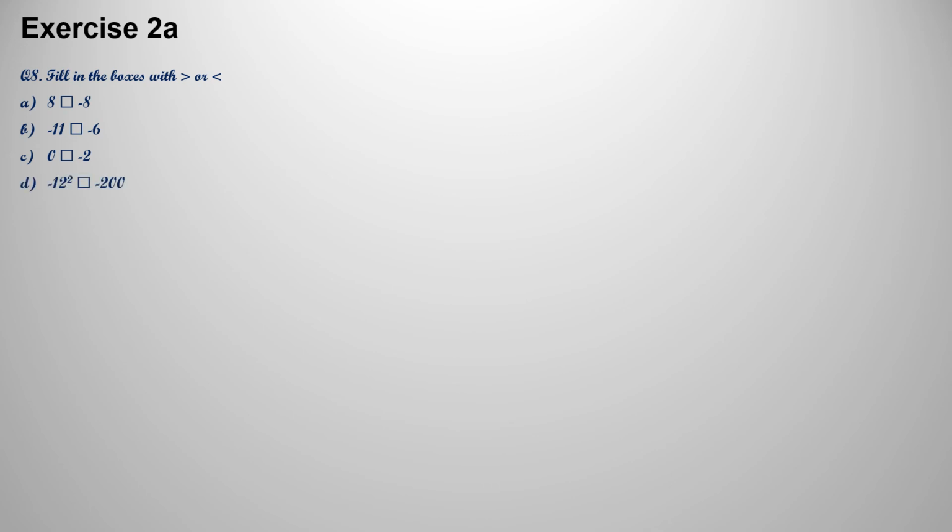Part D is -12 squared and -200. So it's a bit tricky. You need to, first of all, find out what is 12 squared. And then you have to determine the relationship between the square of -12 and -200.